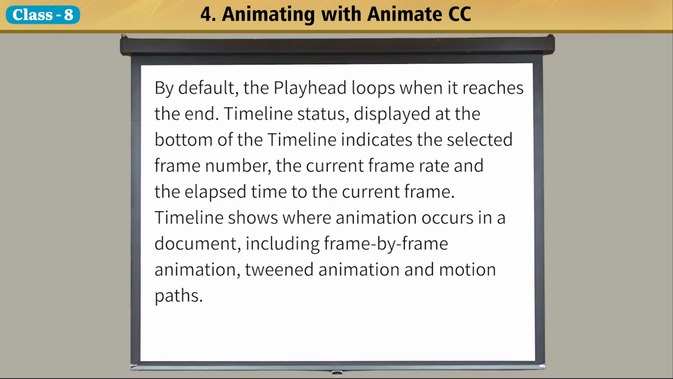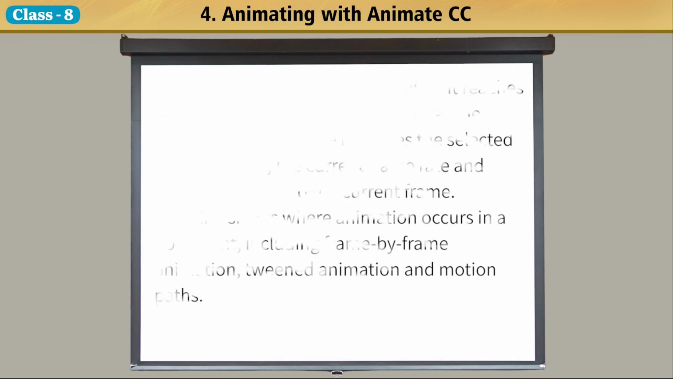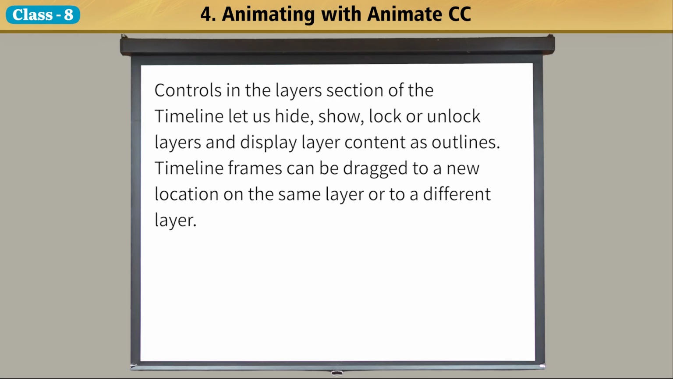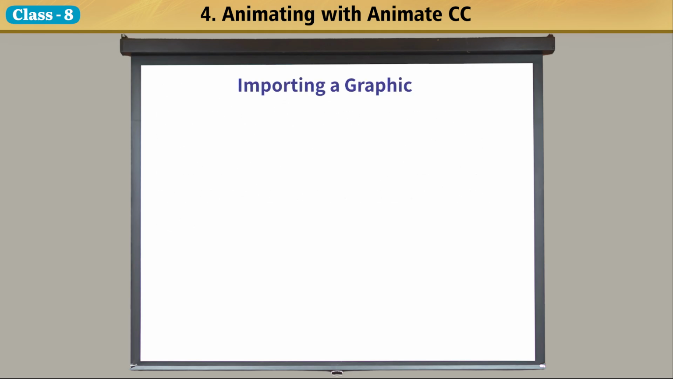Timeline status, displayed at the bottom of the timeline, indicates the selected frame number, the current frame rate, and the elapsed time to the current frame. Timeline shows where animation occurs in a document, including frame-by-frame animation, tweened animation, and motion paths. Controls in the Layer section of the timeline let us hide, show, lock or unlock layers and display layer content as outlines. Timeline frames can be dragged to a new location on the same layer or to a different layer. Importing a graphic.